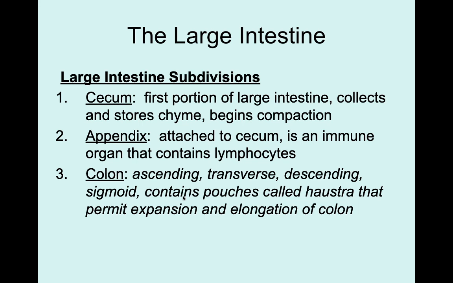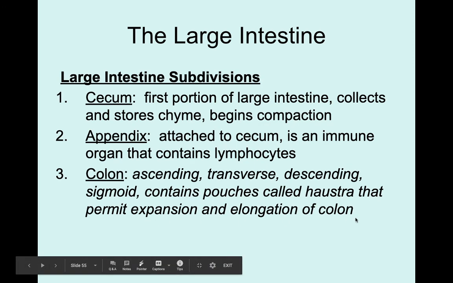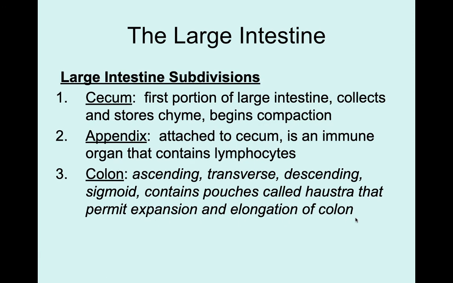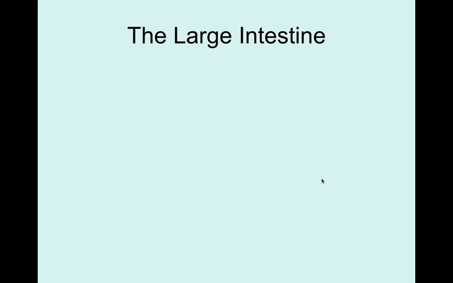It actually contains pouches called haustra that permit the expansion and elongation of the colon. So like the rugae in the stomach permit the stomach to expand to hold more food, the haustra in the colon permit the expansion of the colon so that it can hold more feces. So again, most of your colon is mainly where your feces are going to be stored.